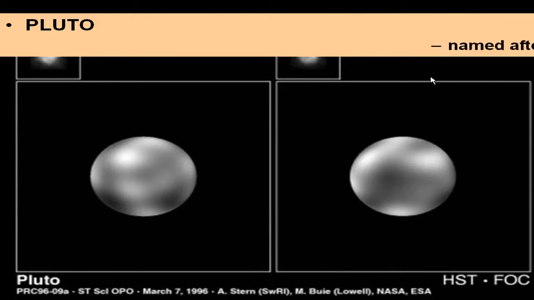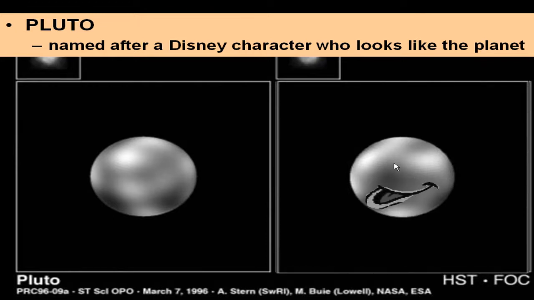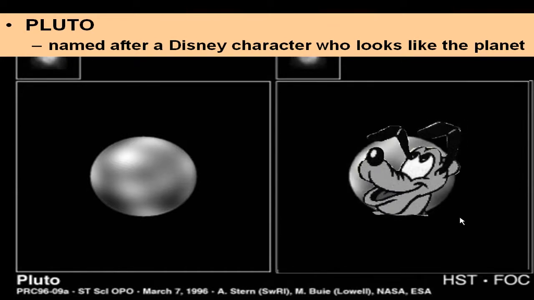Pluto. Pluto was named after a Disney character who looks like the planet. If you look at this Hubble Space Telescope image and you see this darkened area over here, you might imagine that there was a mouth there. And then you see this area over here. This gets a little bit lighter with dark here. It looks like a nose. And then this light area here looks like an eye. And in fact, by resemblance, it looks just like Pluto, the Disney character. No, that's not right. That's not why Pluto was named Pluto.